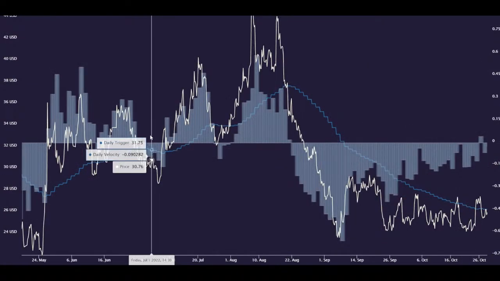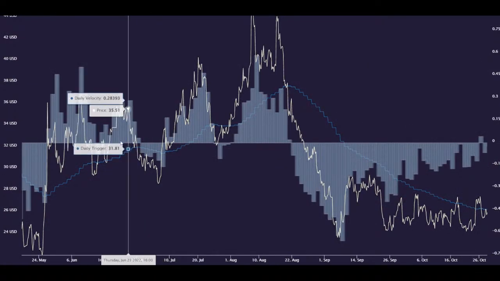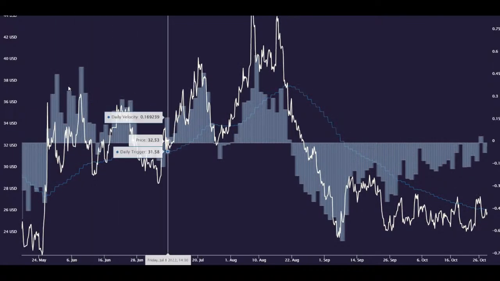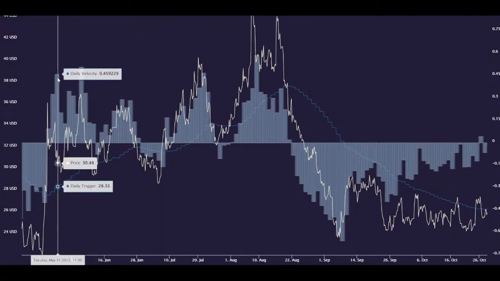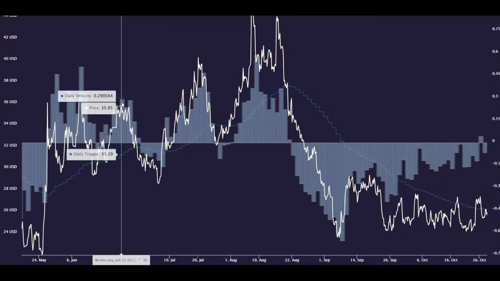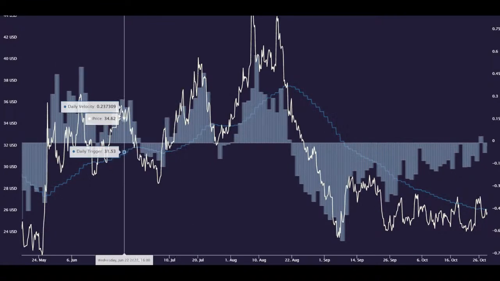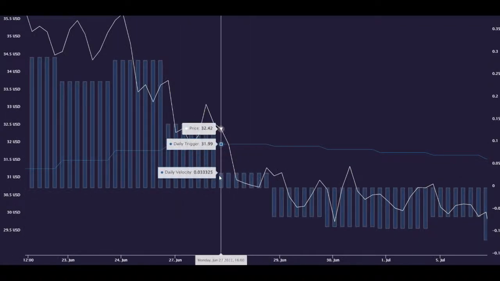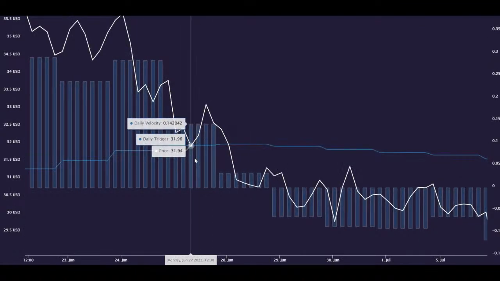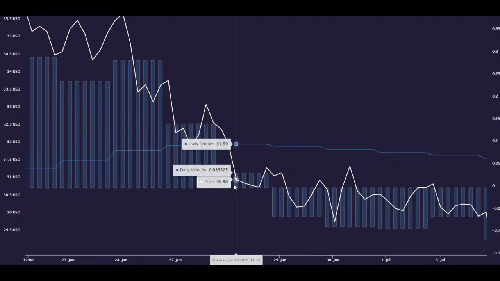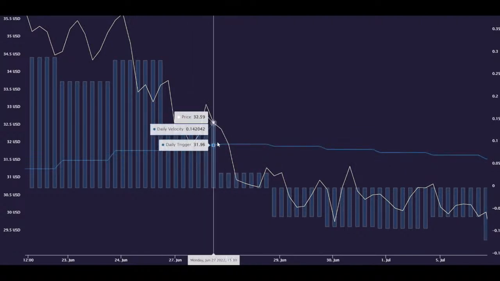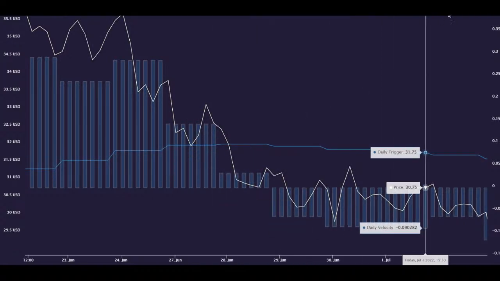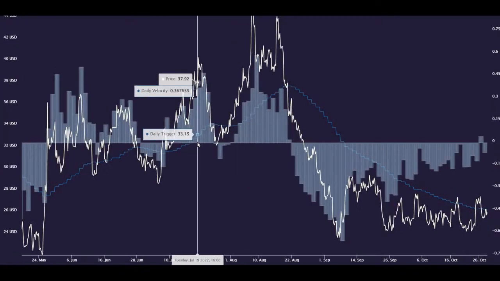So first of all, notice when price broke under the daily trigger, it wasn't on any of the days where we had really strong daily velocity. You see this print right here, 0.5, 0.45, 0.29. It wasn't on any of these days. We broke under the daily trigger when velocity was very, very low, 0.03. All right, so it's not 0.1, 0.0. So when you have 0.03 on the velocity, price can break below the daily trigger.